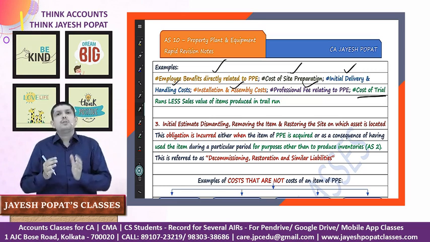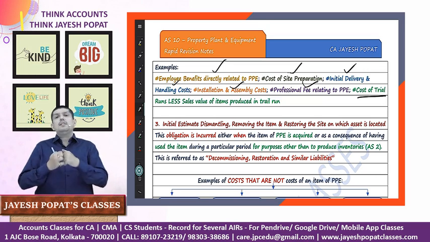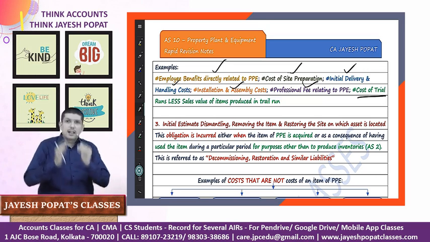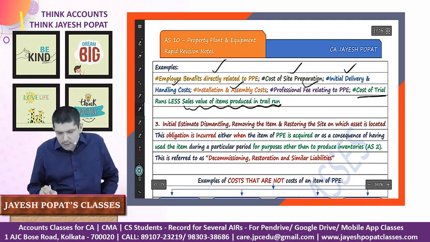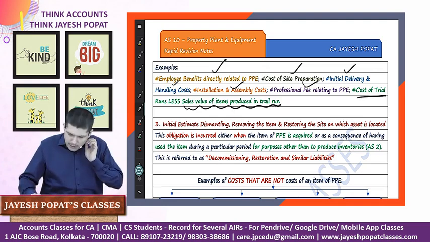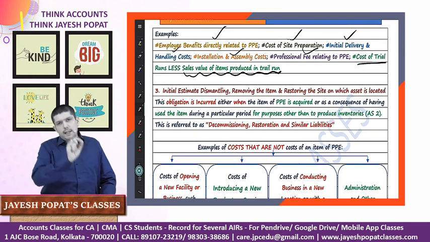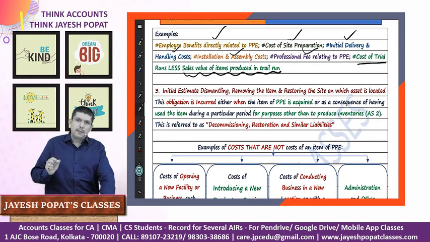Once that production is sold off, whatever revenue you generate, that will not be treated as sales, but that will be deducted from the cost of your trial run. So that is less sales value of item produced in the trial run. So please remember, trial run cost is to be capitalized to the cost of the item of PP. Any revenue generated from selling the produce of the trial run has to be reduced from the cost of the trial run.